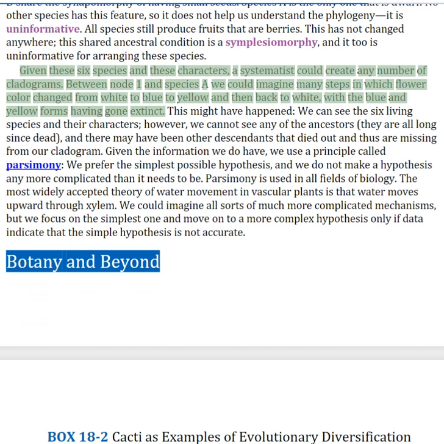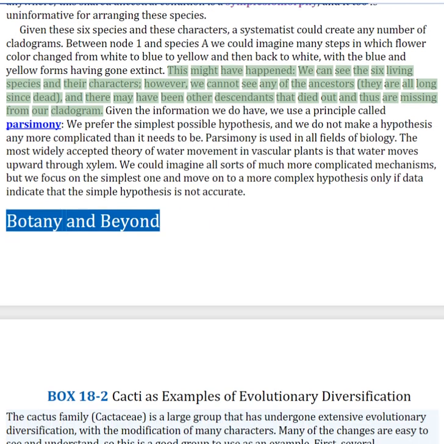Given these 6 species and these characters, a systematist could create any number of cladograms. Between Node 1 and species A, we could imagine many steps in which flower color changed from white to blue to yellow and then back to white, with the blue and yellow forms having gone extinct. This might have happened. We can see the 6 living species and their characters. However, we cannot see any of the ancestors, and there may have been other descendants that died out and thus are missing from our cladogram.